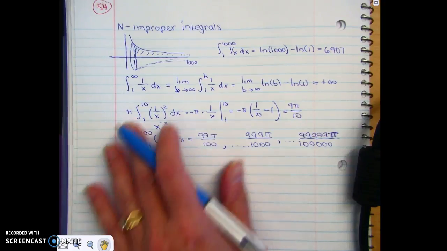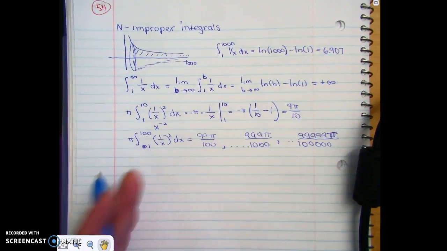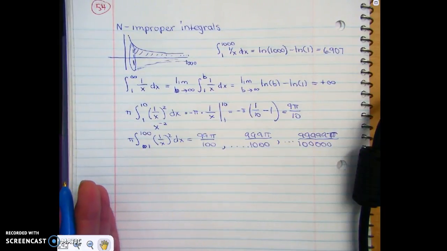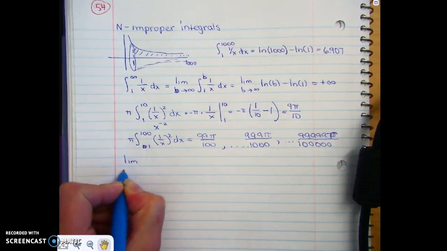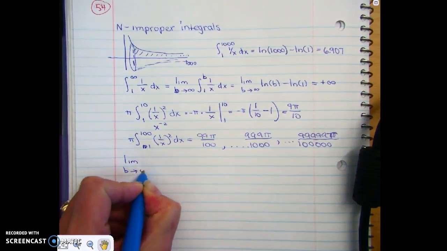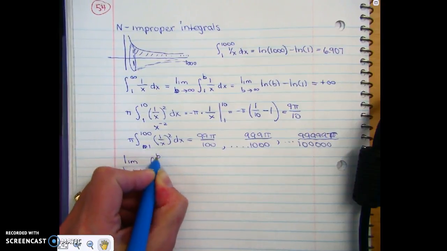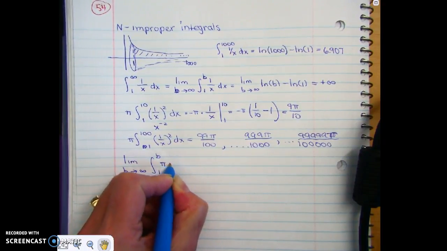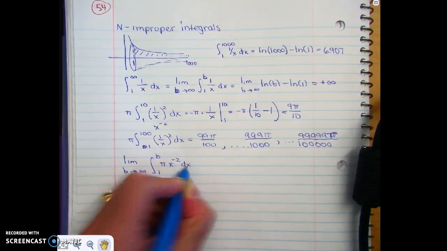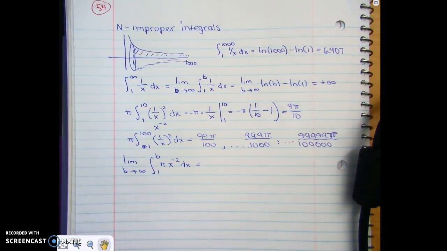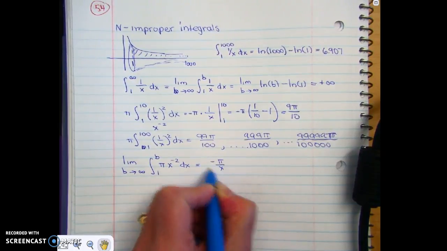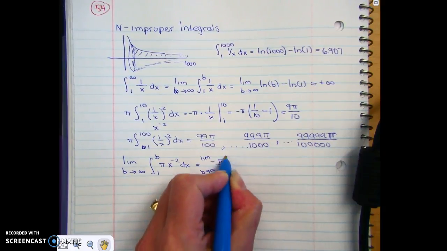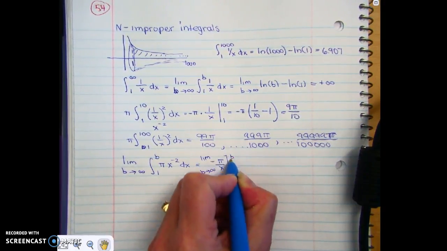Now, could we set the same thing up like we did here and create a limit and prove using limits that this really is the way it is? Sure, let's do that. Let's take the limit as b approaches infinity of the integral from 1 to b of pi times x to the negative second dx. That's basically what we're looking at here. And that's going to be negative pi divided by x, limit as b approaches infinity, and this is going to go from 1 to b.